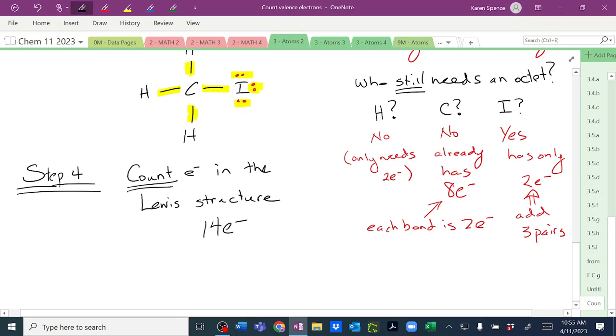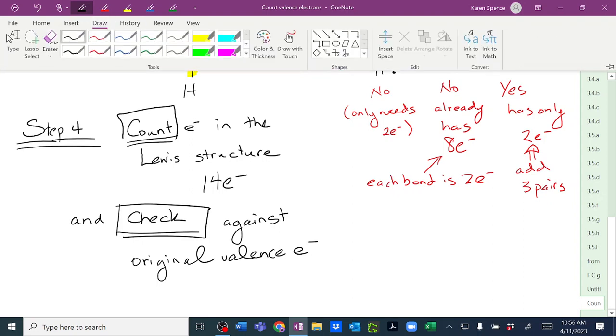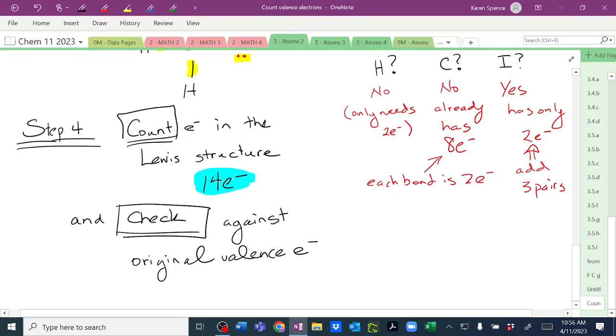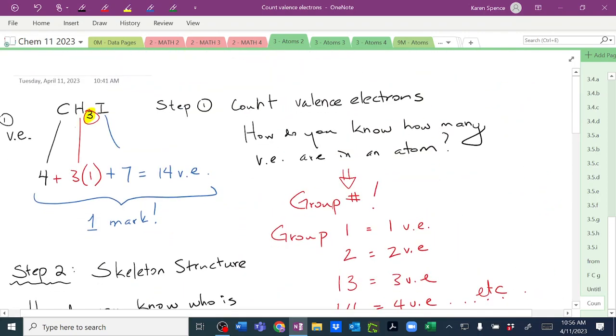So we're going to count the electrons. And the second part of step 4 is and check. So count and check. What are we checking it against? The original valence electrons. So do we have the same number as our original valence electrons? 14 electrons. Go back to step 1. How many did we have? 14 electrons. We're basically done.